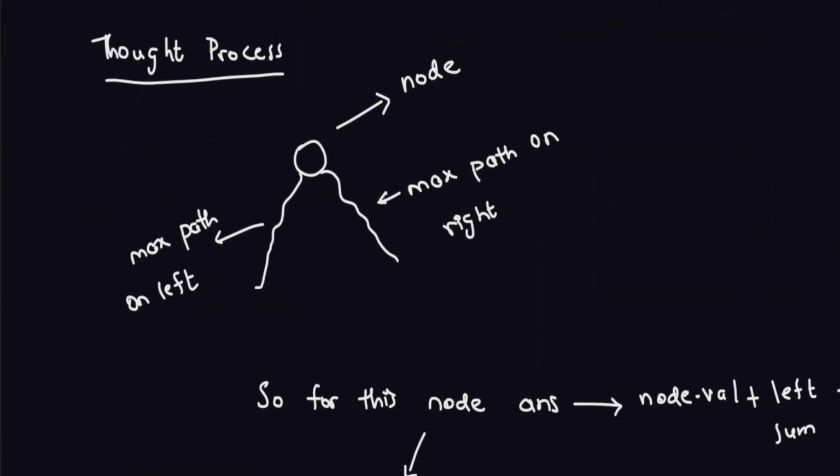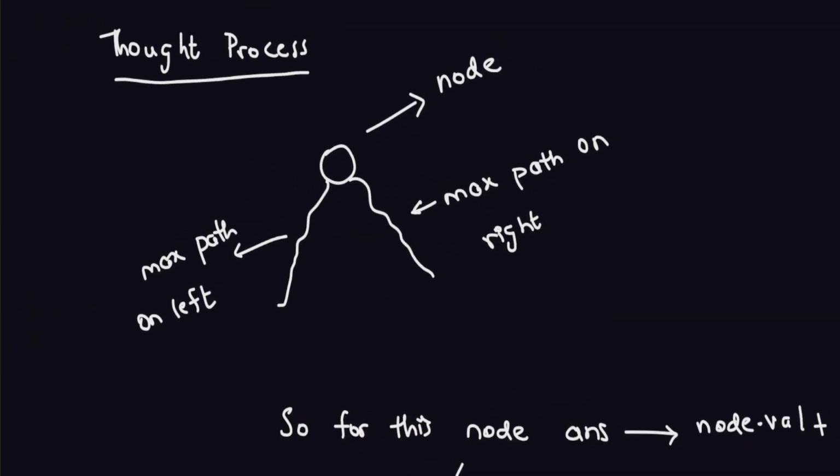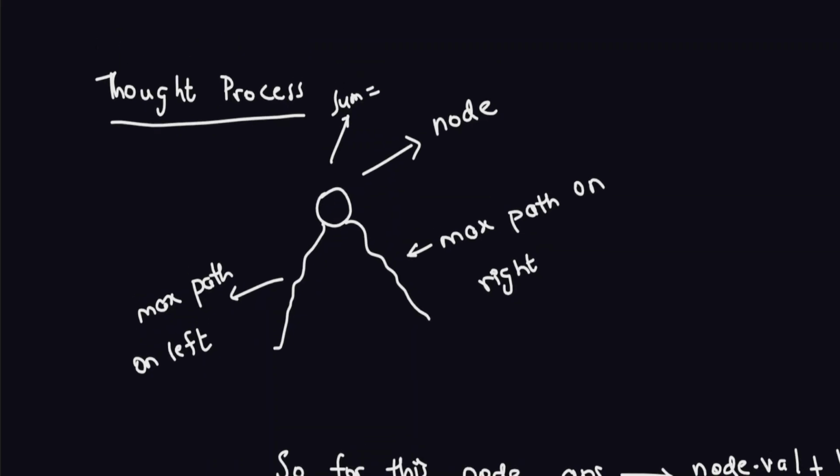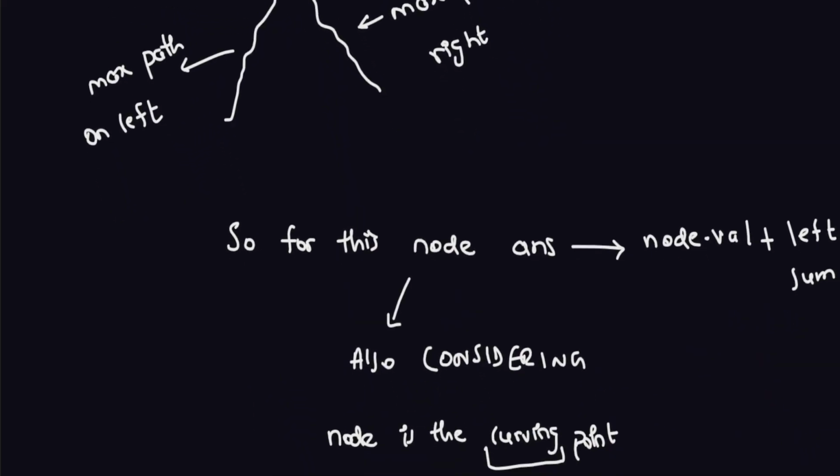Now what we are going to do is first find the maximum path on the left and the maximum path on the right. Then what we return is the maximum sum that can be generated if we consider this node as an anchor point. So the sum will be the node plus the left part plus the right part. This will be the solution, and that can be the maximum sum.